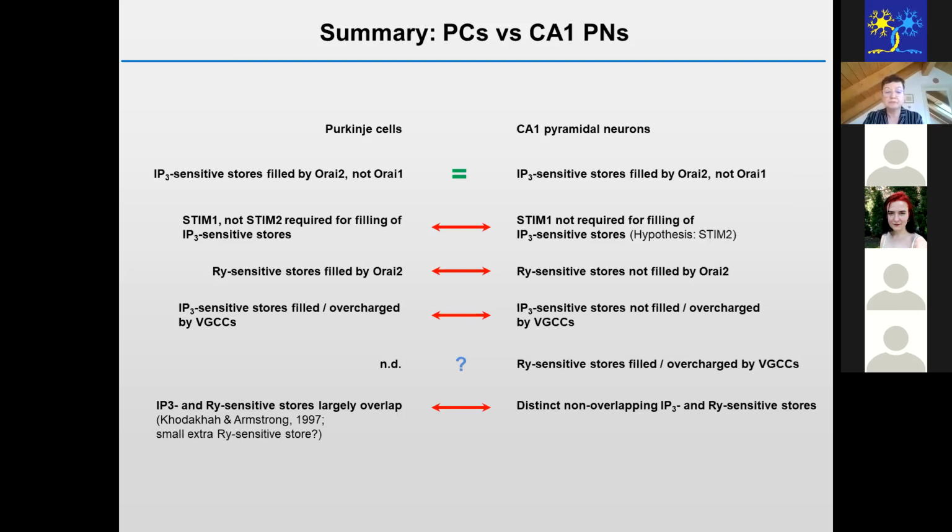So as I said, the ryanodine and IP3 sensitive stores overlap in cerebellar Purkinje cells, but not in CA1 pyramidal neurons. And in cerebellar Purkinje cells, STIM1 and Orai2 regulate calcium homeostasis, but not through the opening of TRPC3. That is not a store-operated calcium channel in cerebellar Purkinje cells.